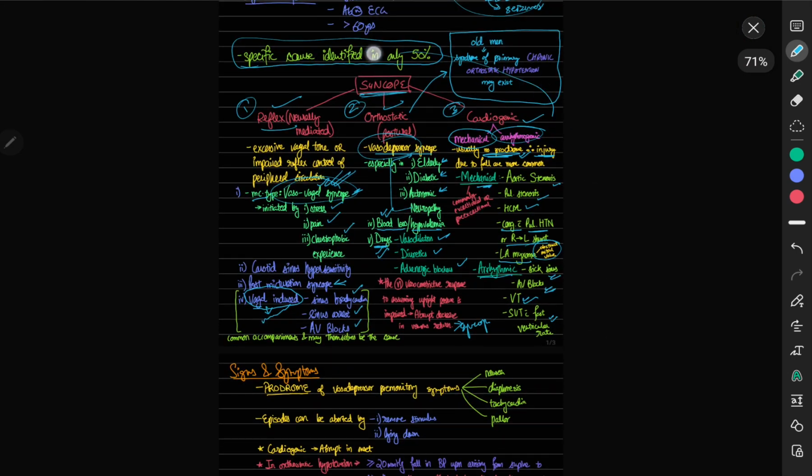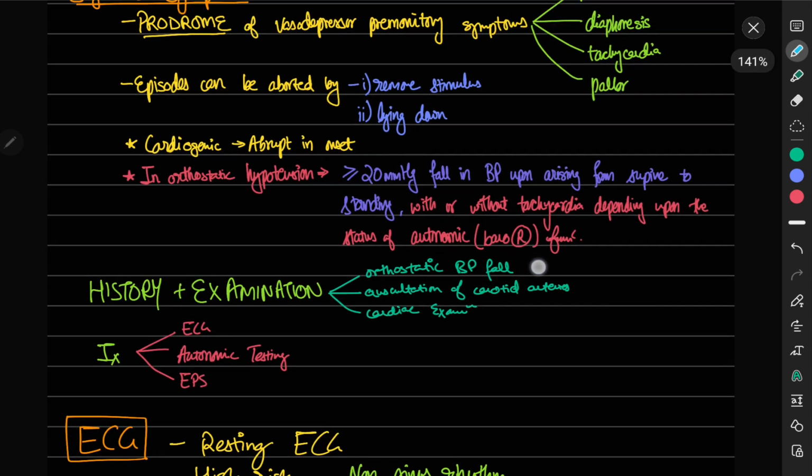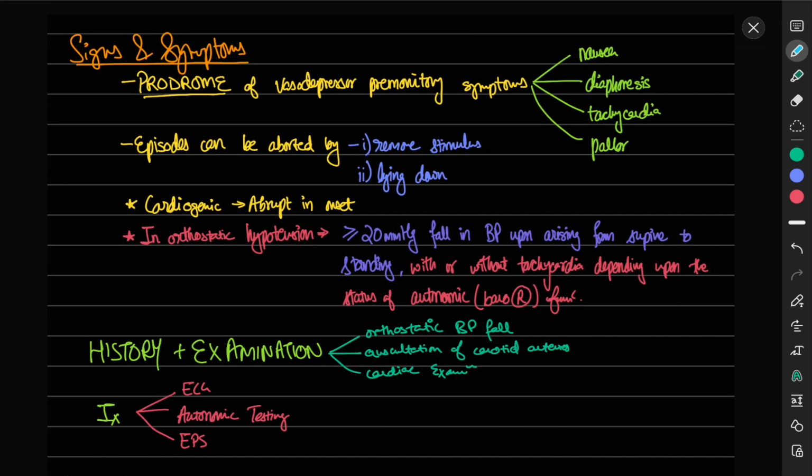You see, all of these causes, these are all transient. Second, we come to the signs and symptoms. We can have a prodrome of vasodepressor premonitory symptoms such as nausea, diaphoresis, tachycardia, pallor. So many times the patient is able to tell. Mostly in the non-cardiac causes, the patient will be able to tell.